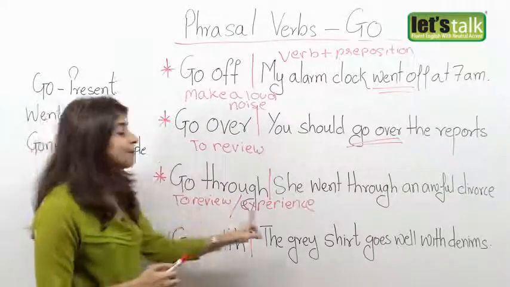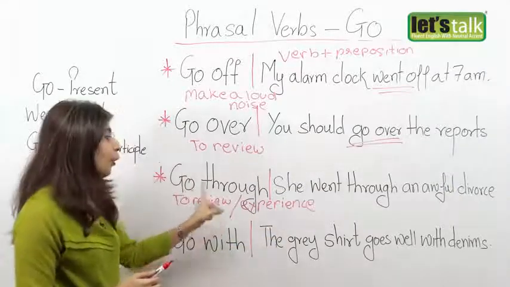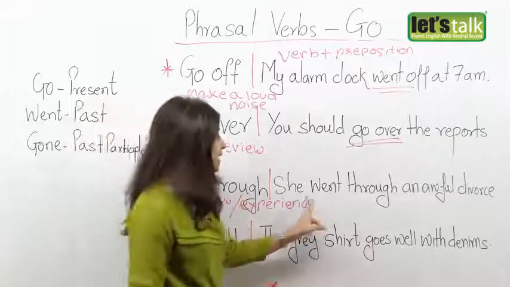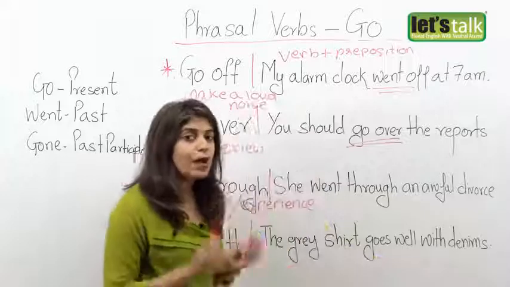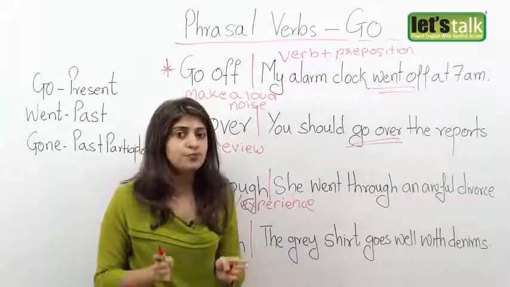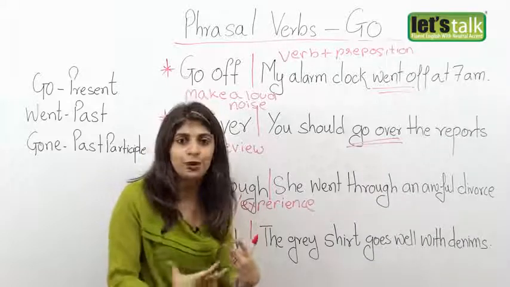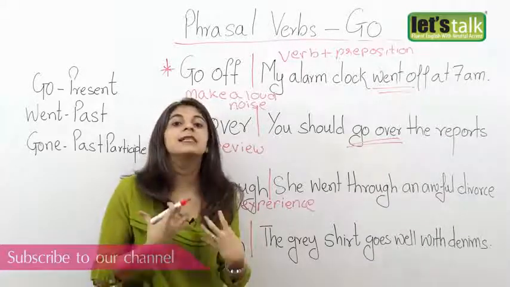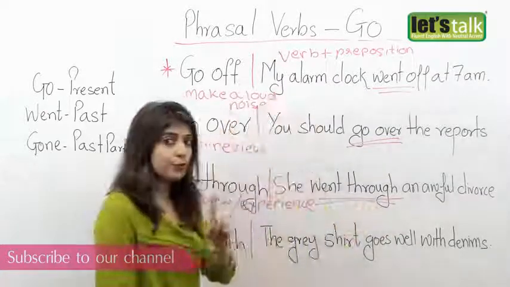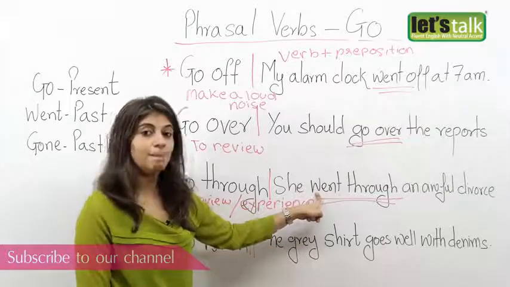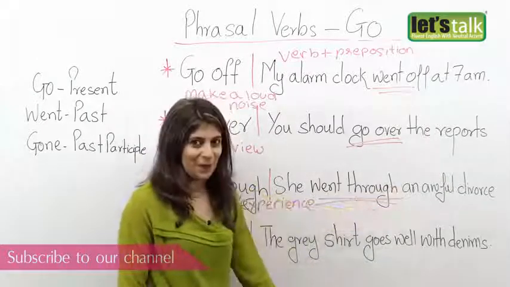And if you have to explain an experience, then you can also use the phrasal verb go through, wherein I have a sentence for you. She went through an awful divorce. Now, she went through an awful divorce means that it was a very bad experience, right? She had to go through it, isn't it? So it's basically what she experienced. Again, we have used the past of the verb go, so that's why we've said that she went through an awful divorce, okay?